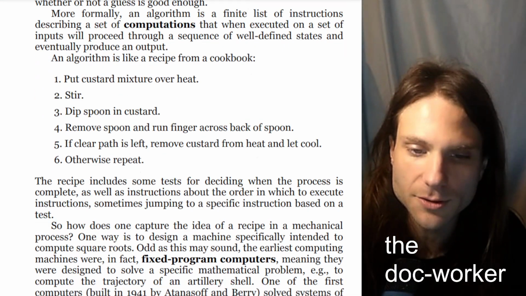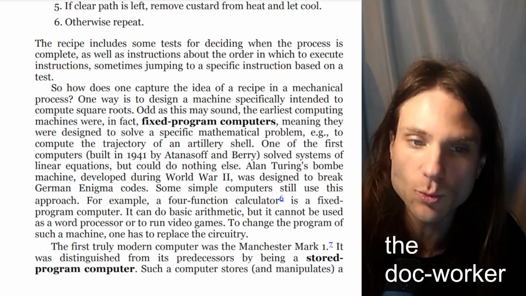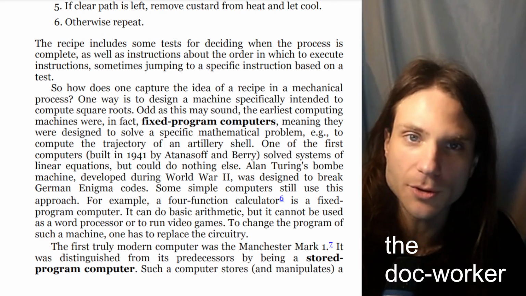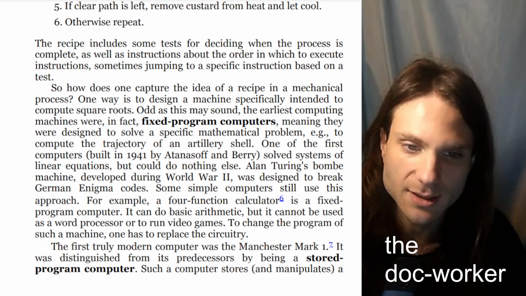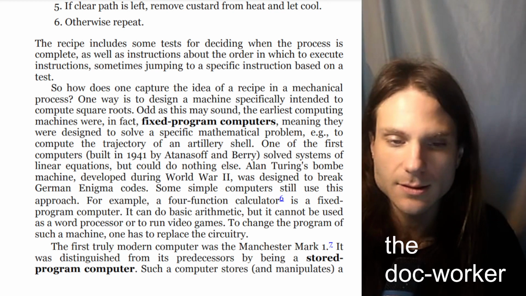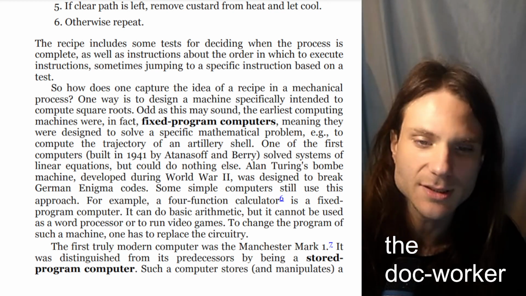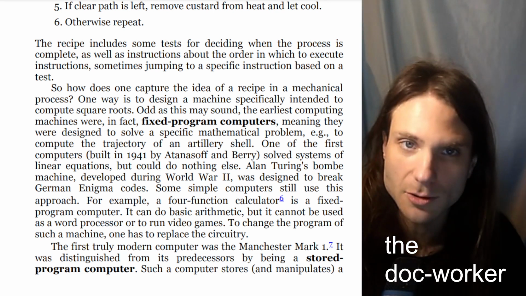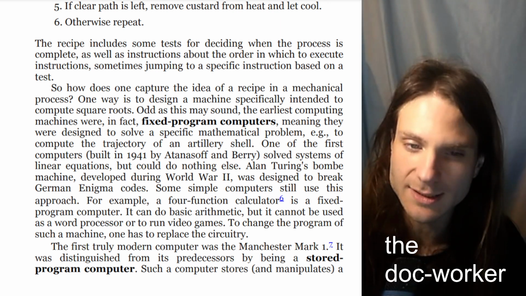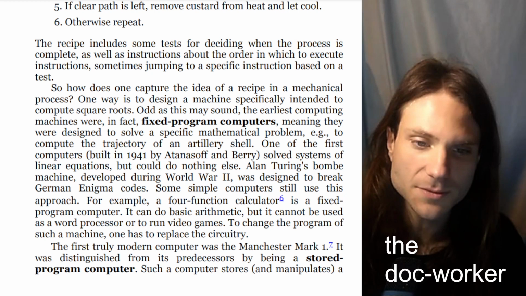The recipe includes some tests for deciding when the process is complete, as well as instructions about the order in which to execute instructions, sometimes jumping to a specific instruction based on a test. So how does one capture the idea of a recipe in a mechanical process? One way is to design a machine specifically intended to compute square roots.